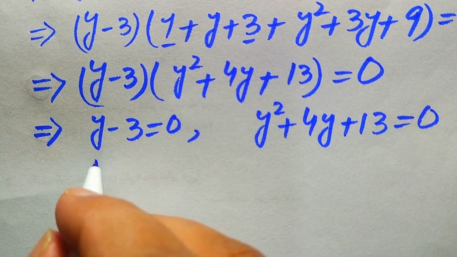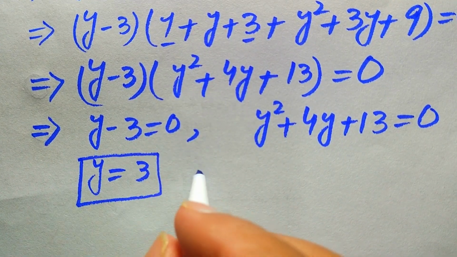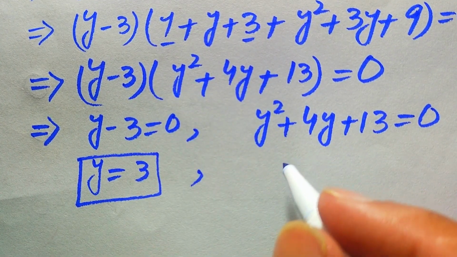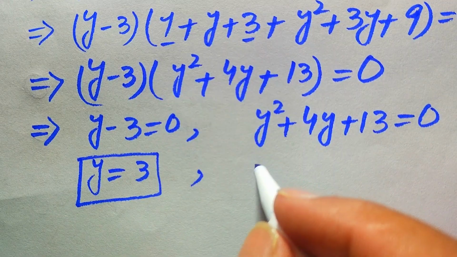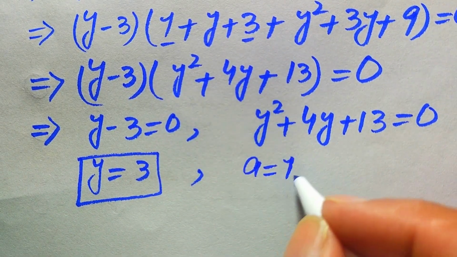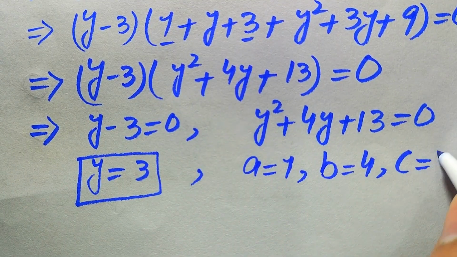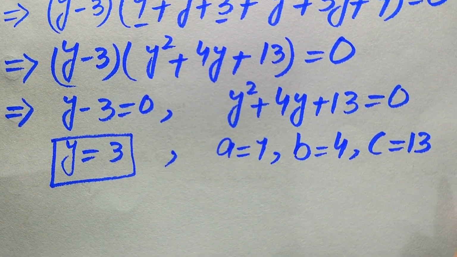From here we get the value of y is equal to 3. This is the first root of the given equation. And from here we get the other roots. For this we use the quadratic formula, and first we write the coefficients of this equation: a is equal to 1, b is equal to 4, and c is equal to 13.